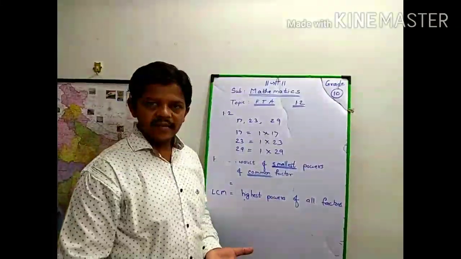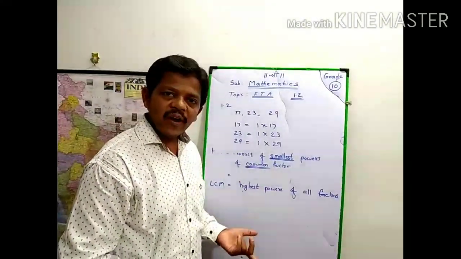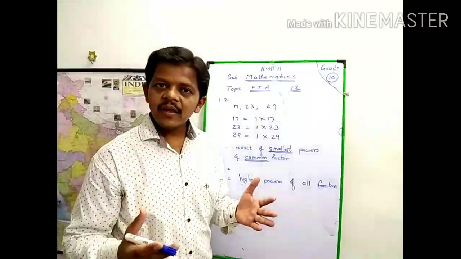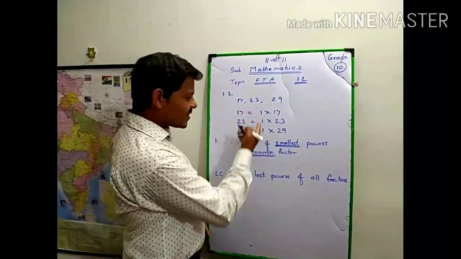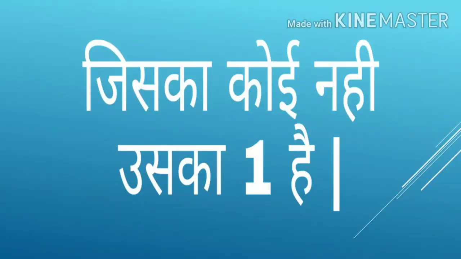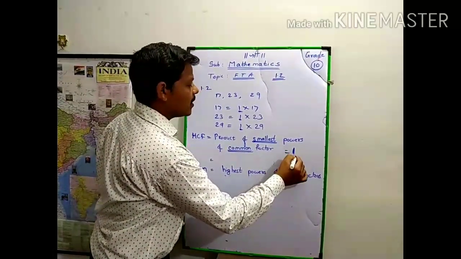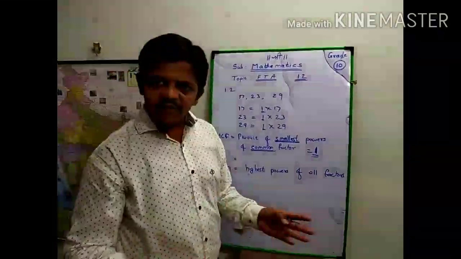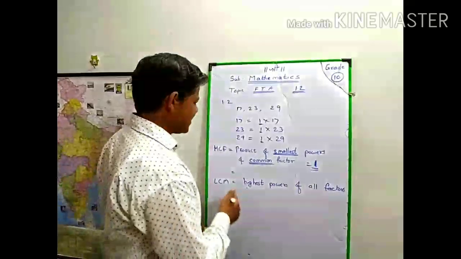Now how to find the HCF? What is the common factor? No common factor. There is nothing common, which means at least there is one common. Correct? So here the HCF would just be 1. If you do not have any factor, still 1 is going to be a factor. So 1 becomes the HCF.